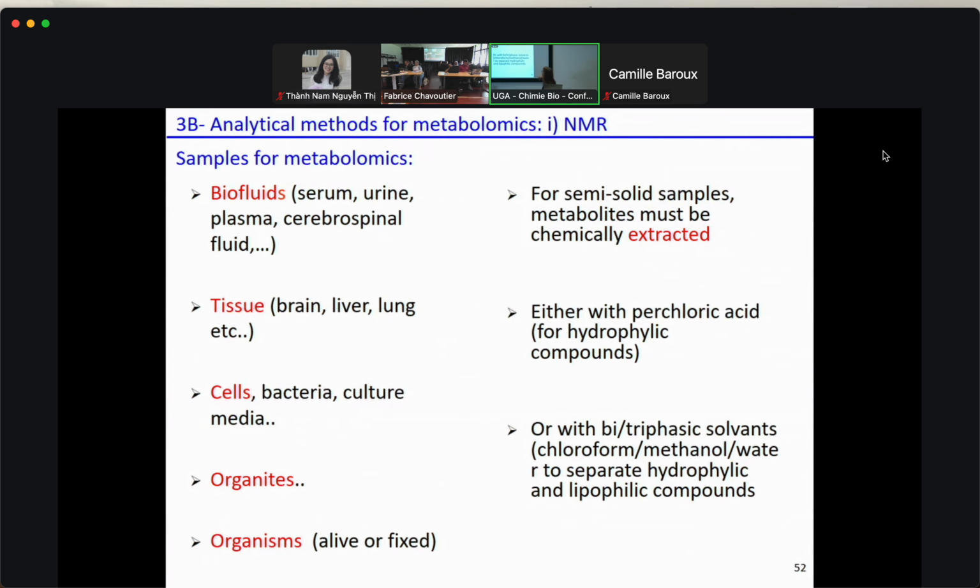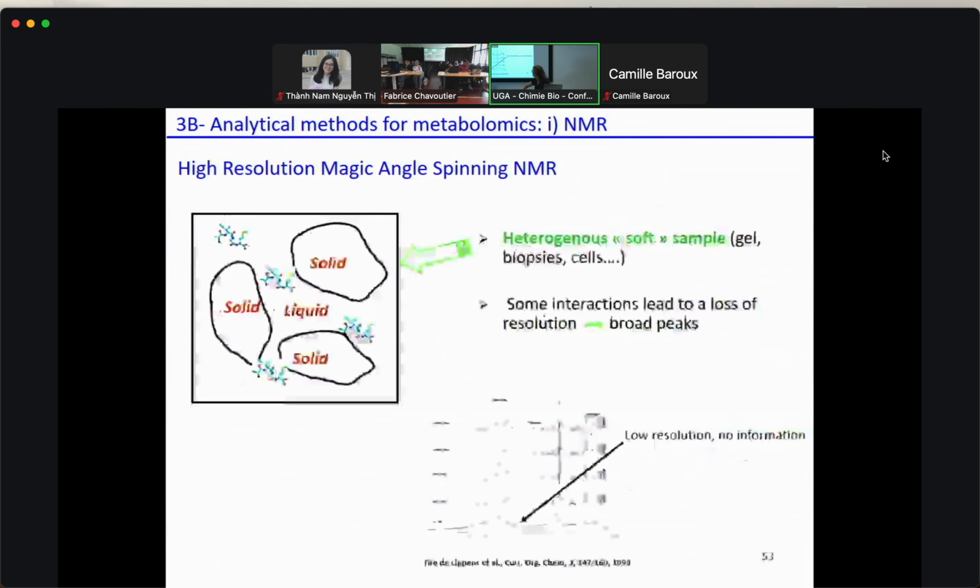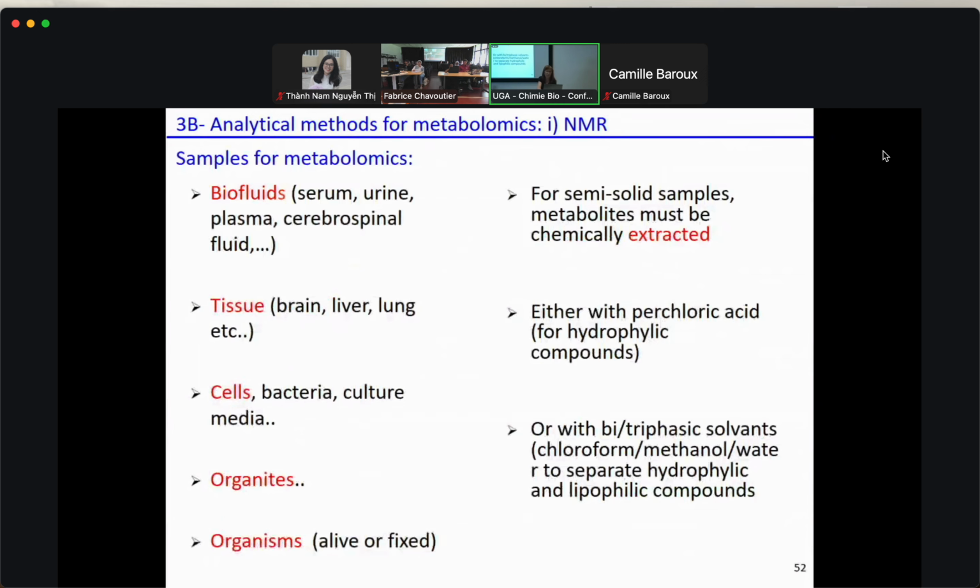So if your samples are not liquid, the spectra are like that, so they cannot be used. There is no information. This is one problem also. So for semi-solid samples, and in most metabolomics studies, we must extract the metabolites from the sample.